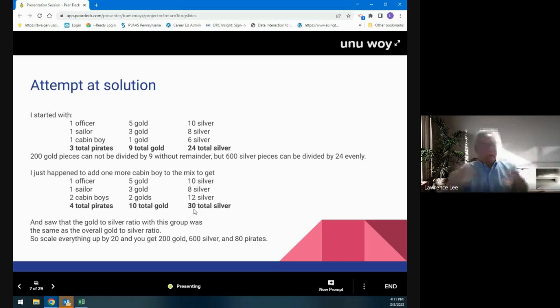And it was like a little eureka moment. I said, oh, I didn't use algebra really at all. No equations, no variables. And I kind of happened to stumble upon the solution just by trying things out. And so I saw we had the same ratio of 1 to 3, which is what you get with 200 gold and 600 silver. So scale everything all up and you get 80 pirates.